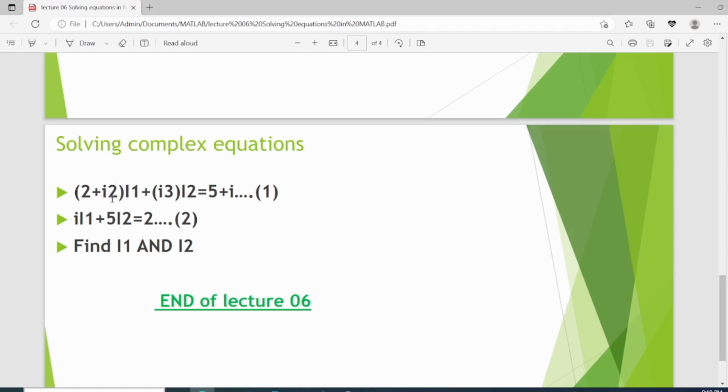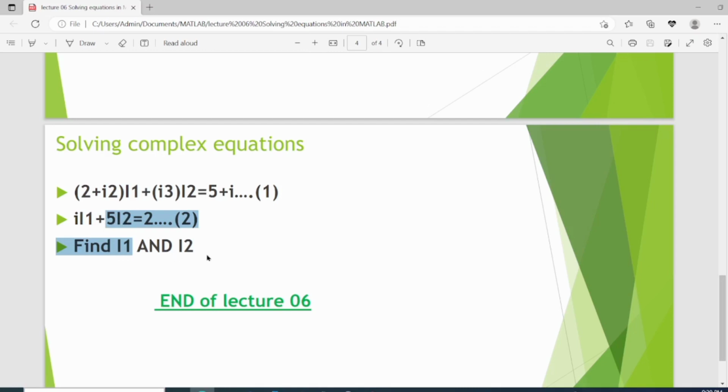So 2 plus i2 into I1 plus i3 into I2 equal to 5 plus i. Let's suppose this is the I1 current, this is the I2 current. These are loop equations, and i into I1, here the imaginary part is i into I1. This is the first current plus 5. This is the real part, I2, the second current equal to 2. So then find I1 and I2.